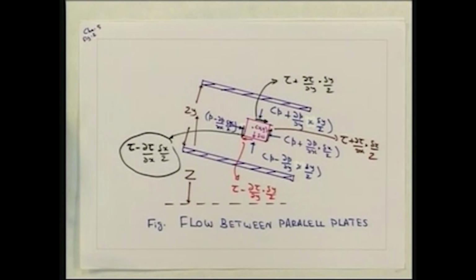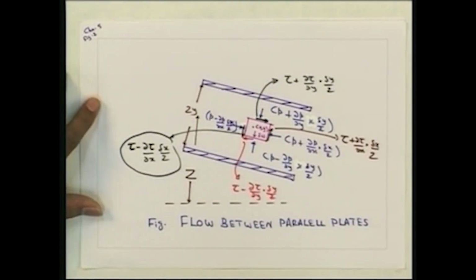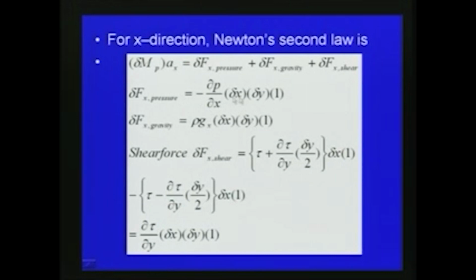So, finally, we can write with respect to this the delta fx pressure as minus del p by del x into delta x into delta y into, if we consider the unit thickness, multiplied by 1. Similarly, the gravity force acting on the fluid element, delta fx, will be rho gx into delta x into delta y into 1. So, this gives the gravity force. And as far as the shear force is concerned, we can write with respect to the earlier figure shown, del tau by del y into delta x into delta y into unit thickness.